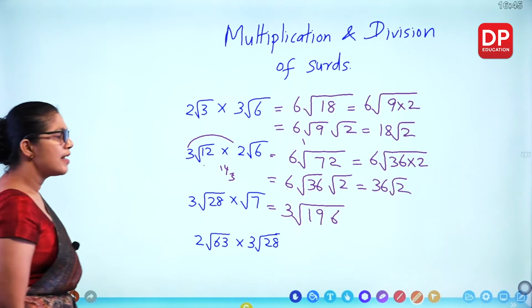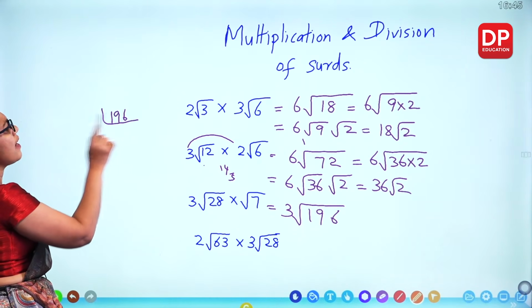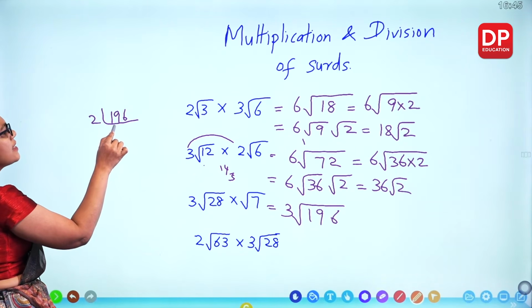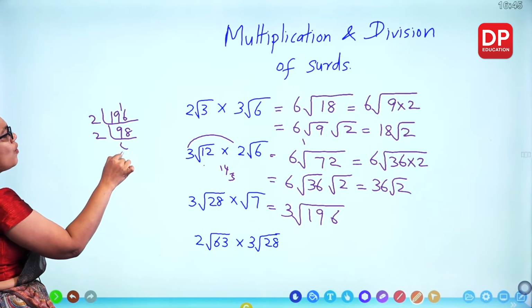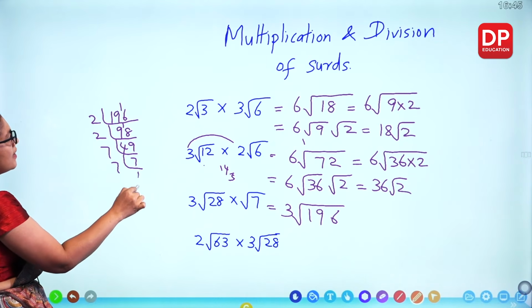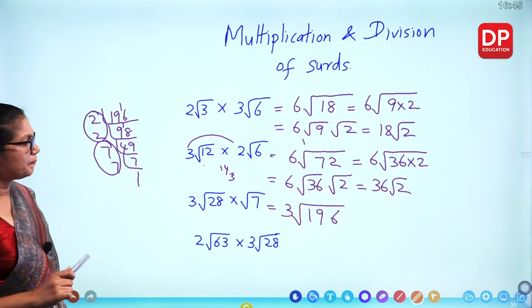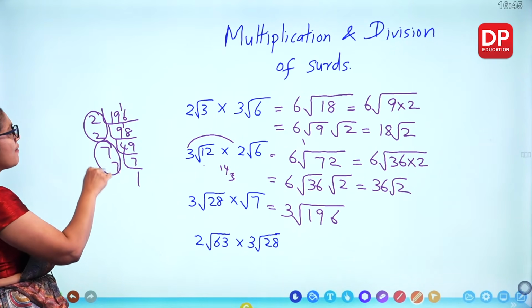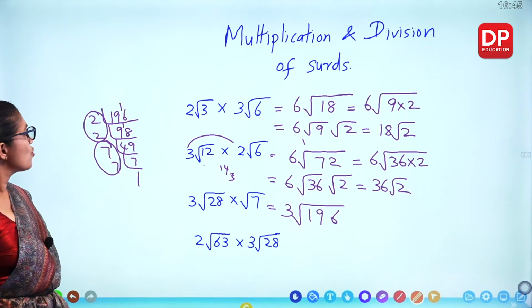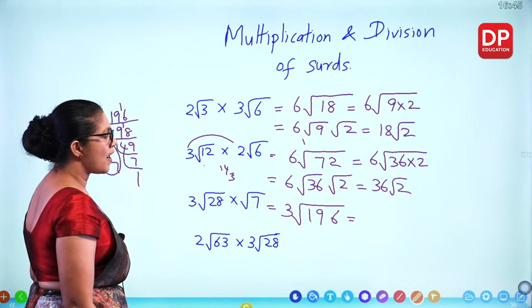So 196. So what's the square number of 196? We'll divide and see. 2 times 9, 18. 2 times 4, 8, and I can see 7 and 7. Here, what's the square number? This is a perfect square. So what's the perfect square? 7 squared and 2 squared. So how can I write this one? So what's the square root of 196?